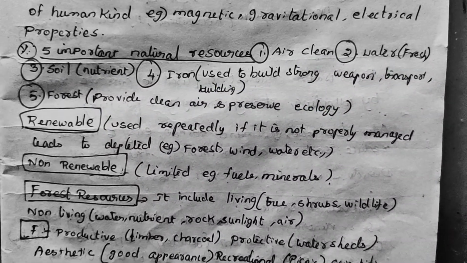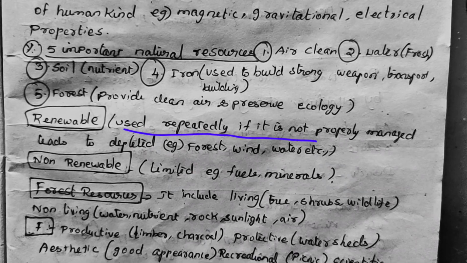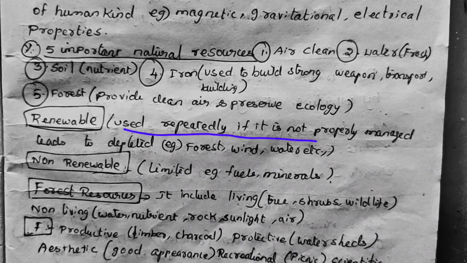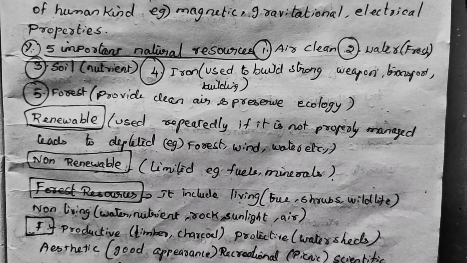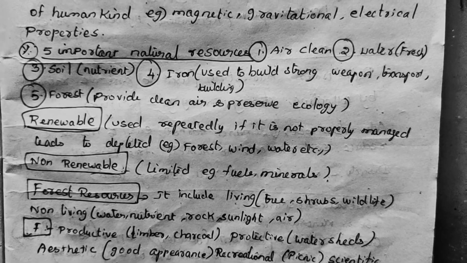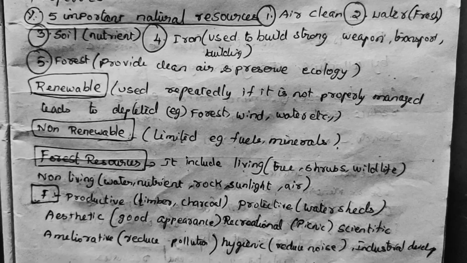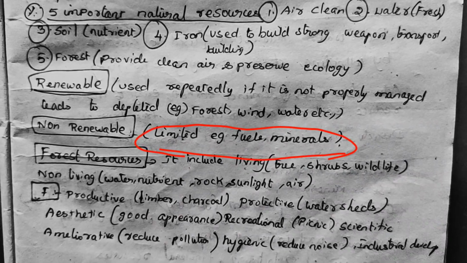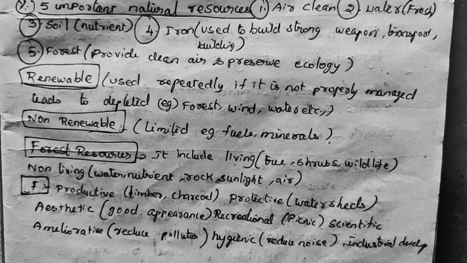Okay, next one, renewable. So renewable means used repeatedly. If it is not properly managed, what will happen? It leads to depletion. For example, forest, wind, water, etc. And next one, non-renewable. So this is limited. For example, fuel, minerals. And next one, forest resources.